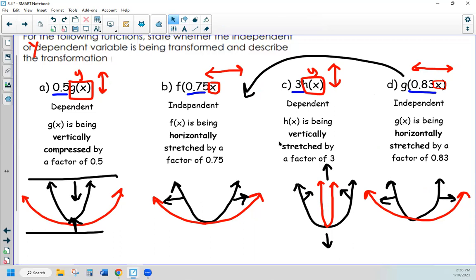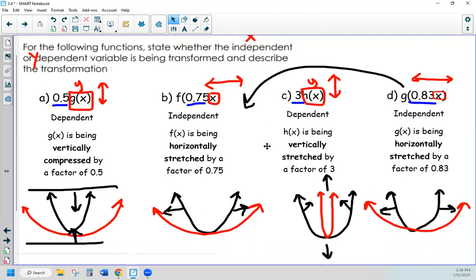Okay, that's it, y'all. As simple as that. This is your horizontal and vertical stretches and compressions.